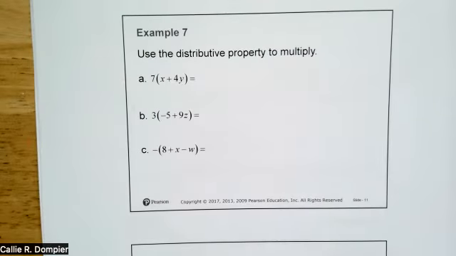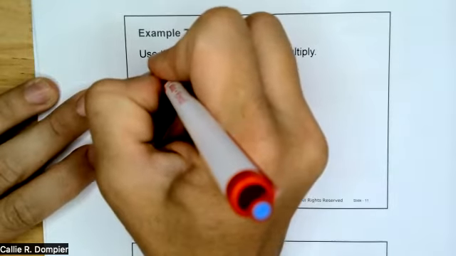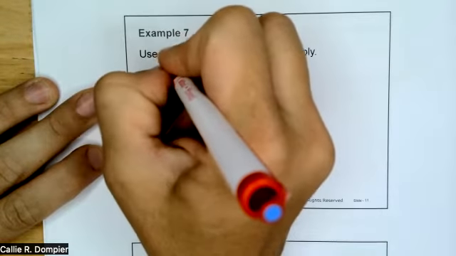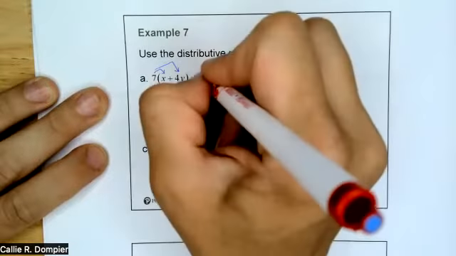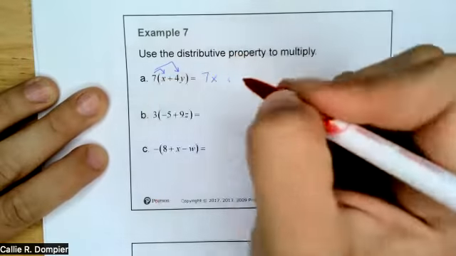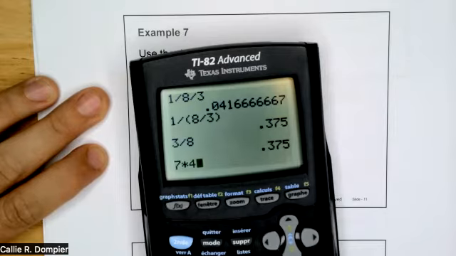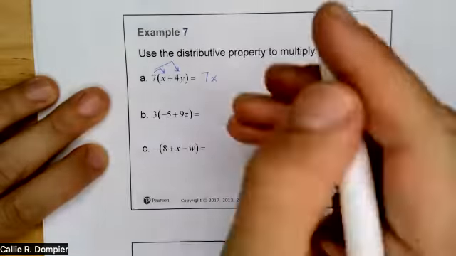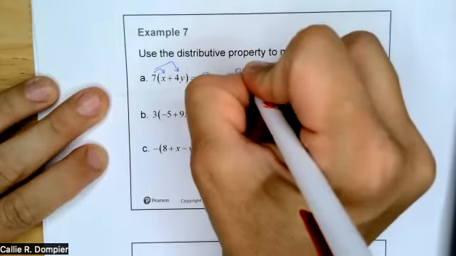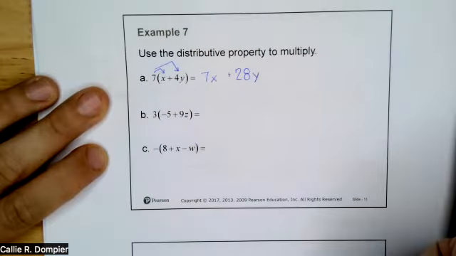Distributive, this is important. So I distribute, or I spread out the 7 to the x and to the 4y. Good. 7 times x is 7x. 7 times 4, you just multiply the numbers, you get 28. And then you add that y at the end.